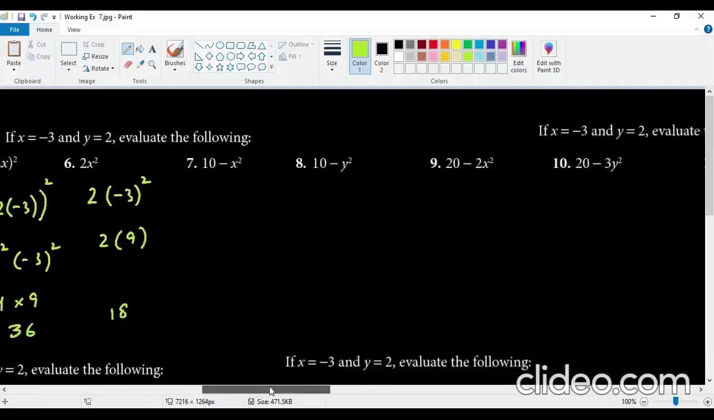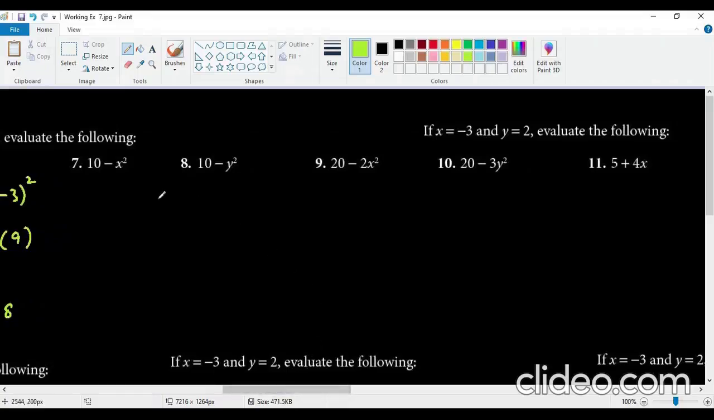When it comes to question number 7, it says 10 should be subtracted from the value of x². x² means (-3)². That means 10 minus 9, which is going to give you 1. Now comes question number 8. It says 10 minus y², where y is 2. That means 2 squared, so this gives you 10 minus 4, which is going to give you 6.